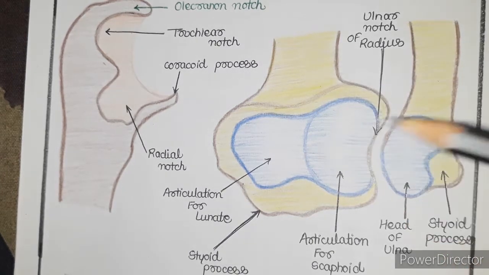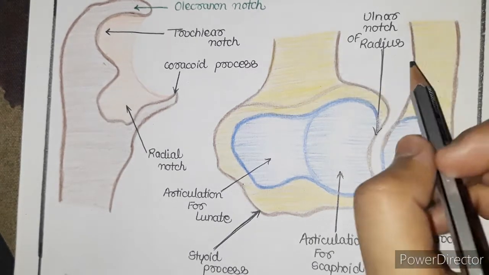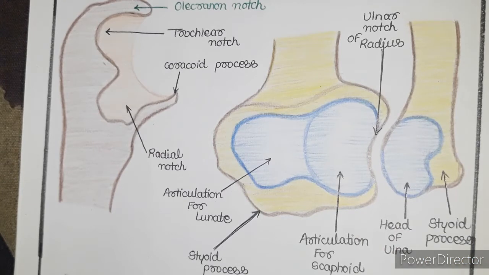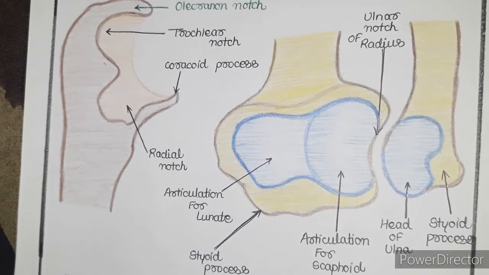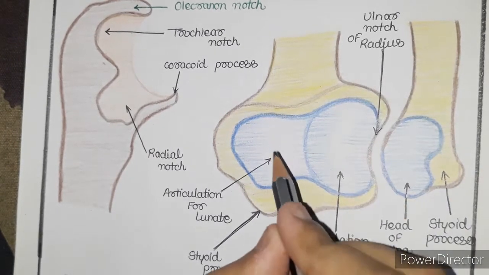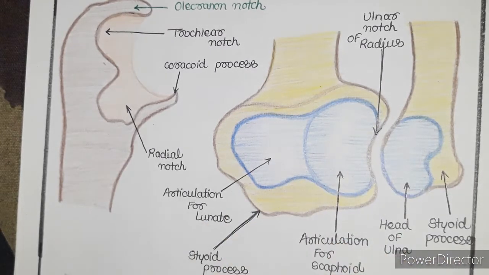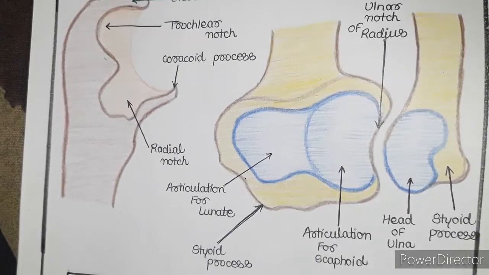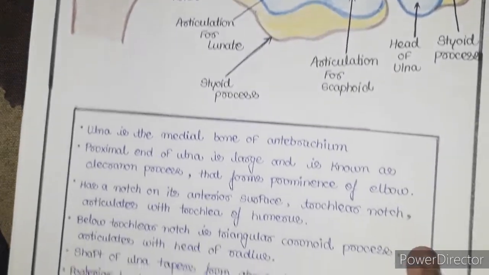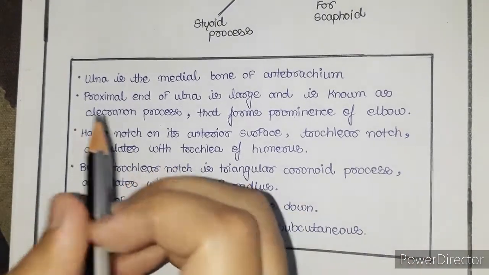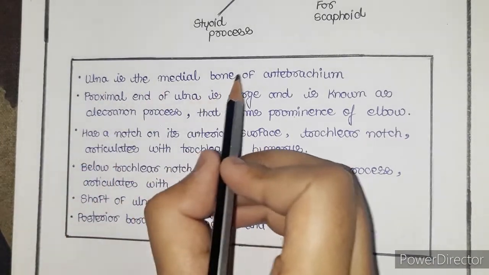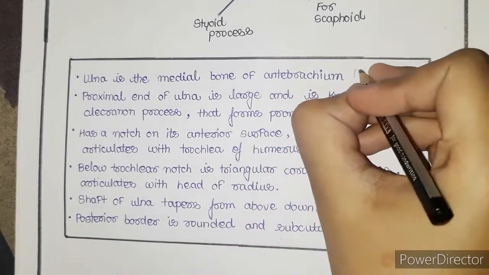In radius we have lateral styloid process, as ulna is the medial bone of the forearm, the antebrachium. So it has styloid process on the medial side, and radius is the lateral bone, so it has styloid process on the lateral side. So a common point for the ulna is that ulna is the medial bone of the antebrachium or forearm.